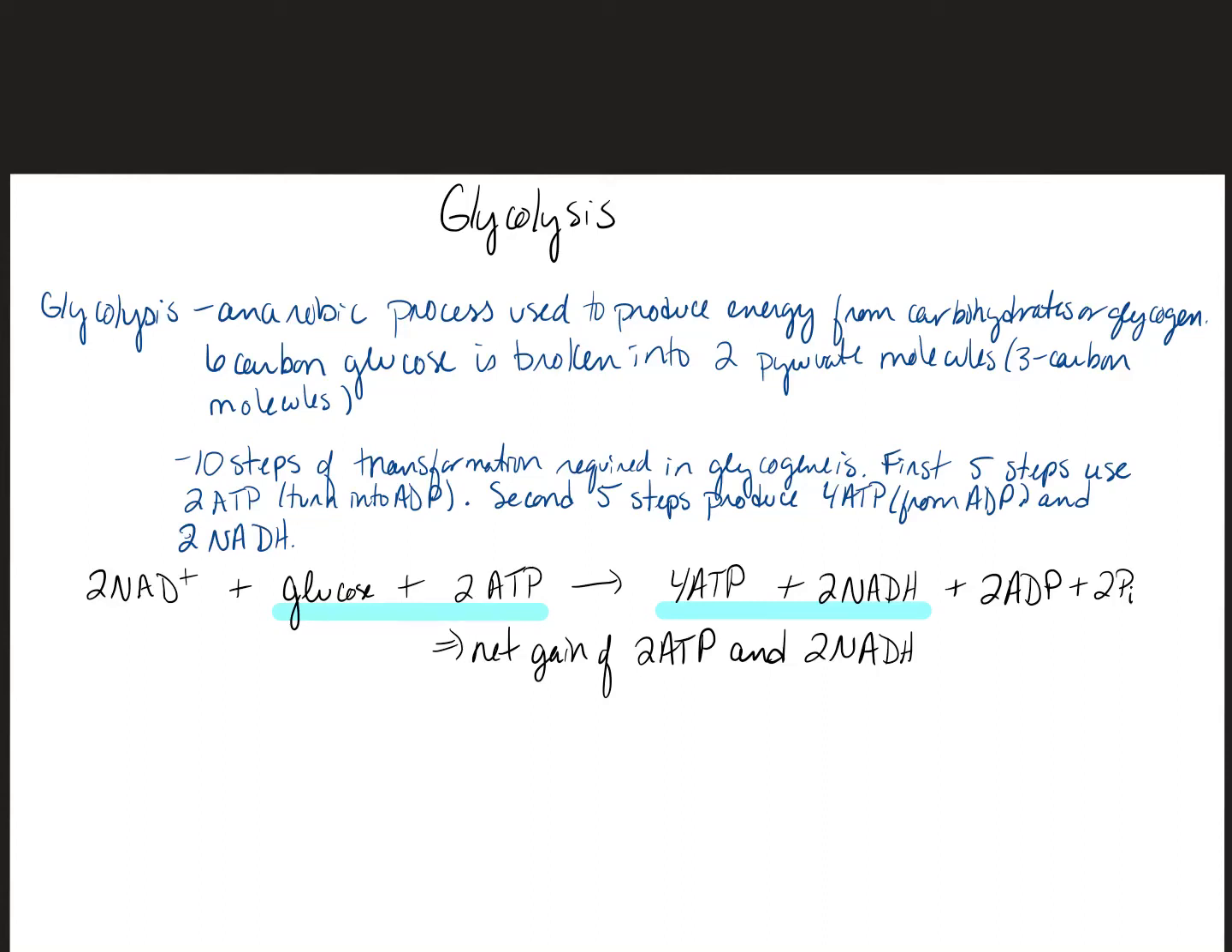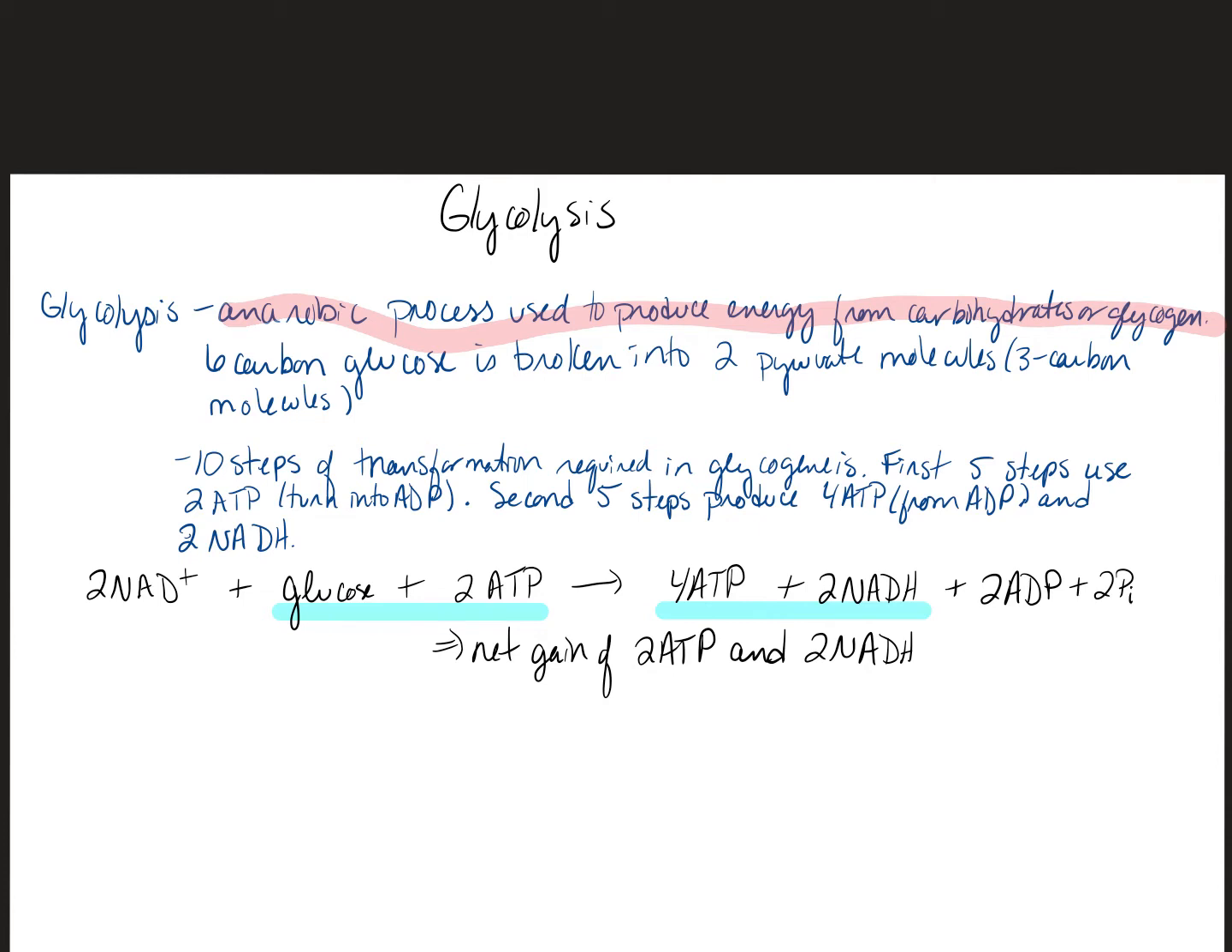Today, I'm going to talk to you about the really important concept of something called glycolysis. Glycolysis is an anaerobic process used to produce energy from carbohydrates or from glycogen. Now, there's many videos that you can watch about this, so I would absolutely encourage you to watch more than just mine. But also make sure that you understand why we're doing this. We're doing this in order to get energy.